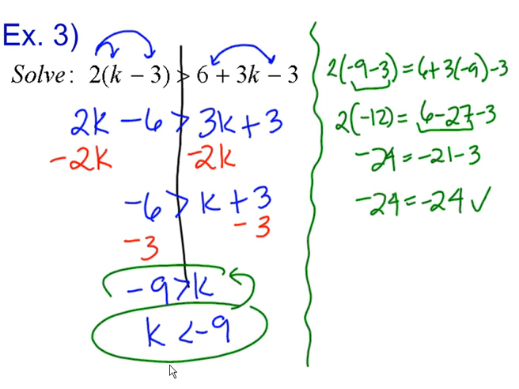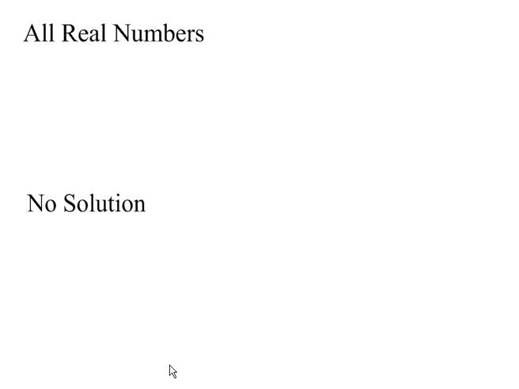Okay. Now, I want to talk about something: our special solutions. You guys remember special solutions? We saw those in equations. We had 2 special answers. One was all real numbers, and the other was no solution. Now, let's see what this looks like in inequalities. Well, in inequalities, an example of all real numbers, 2 is greater than 0. Do we know that to be true? That's true, isn't it?